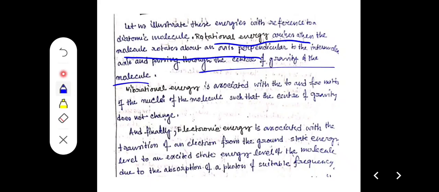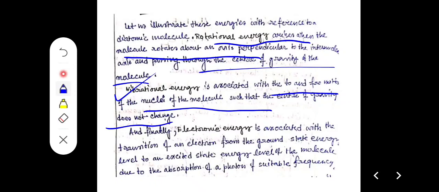Now the second one, vibrational energy. Vibrational energy is associated with the to-and-fro motion of the nuclei of the molecule, such that the center of gravity does not change. So vibrational energy is generated due to this to-and-fro motion, and during the vibrational motion, the center of gravity remains unchanged.